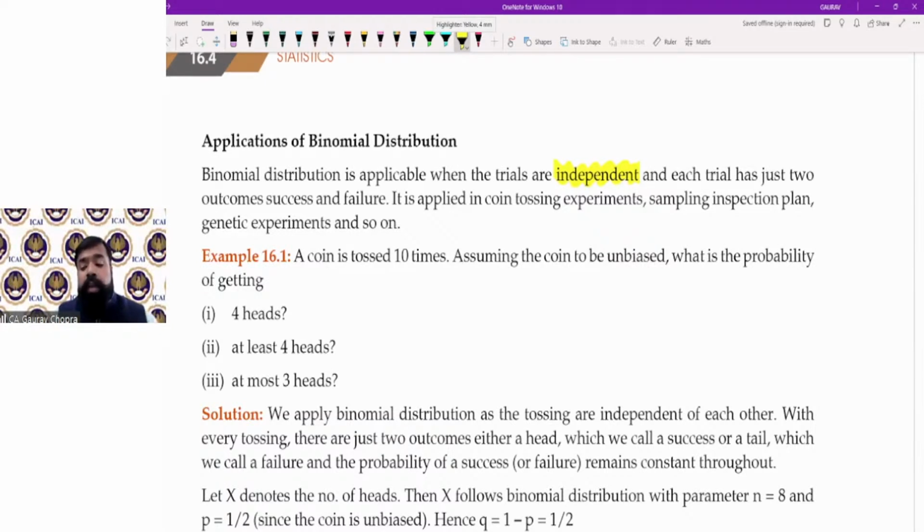Then और कहाँ apply होगा when there are only two outcomes. One is success and another is failure. No third outcome is possible. So it is applied in tossing experiments, some sampling inspections, whether we have to accept the sample or we have to reject the sample. In those cases also we can use. And some similar kind of experiments.